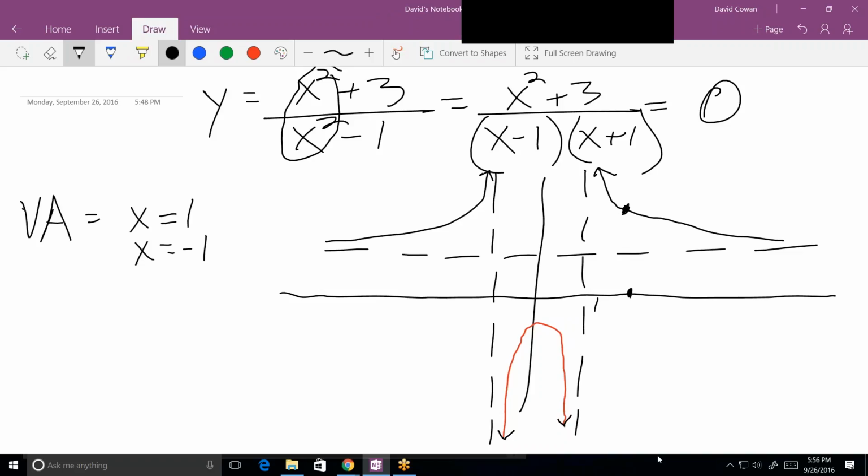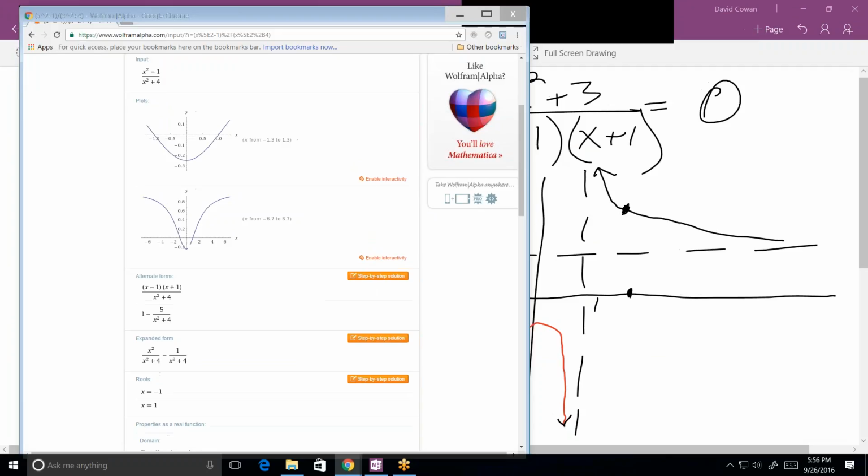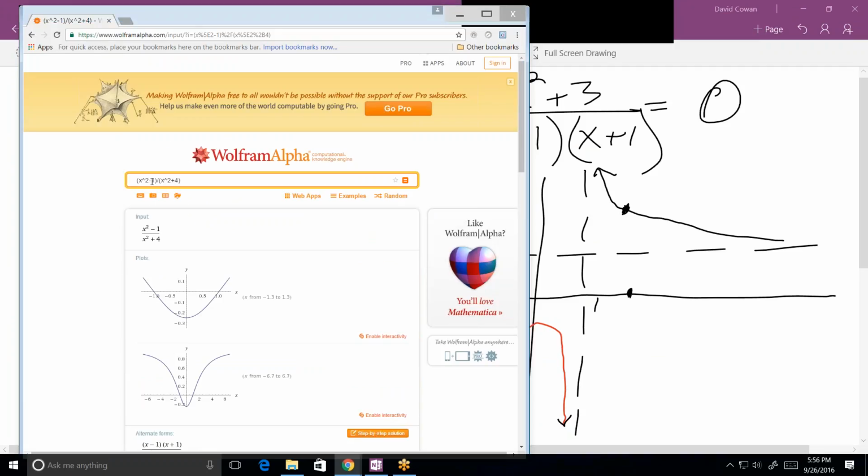So it makes perfect sense that that part of the graph would look like that. In other words, you can't always assume that it's in the upper right and the lower left, or the upper left and the lower right. These rational functions can take all manner of shape. And since I have Wolfram Alpha pulled up, let me put it in there real quick. It was x squared plus 3 divided by x squared minus 1.